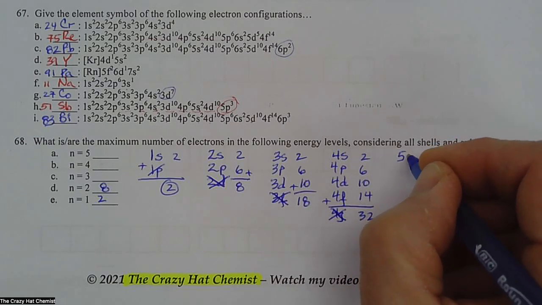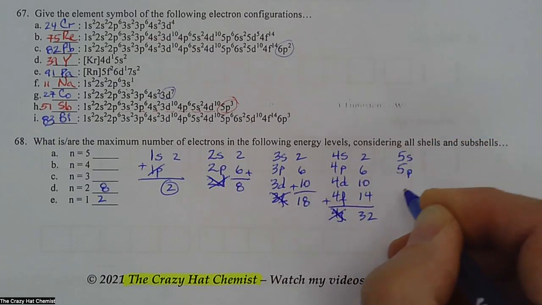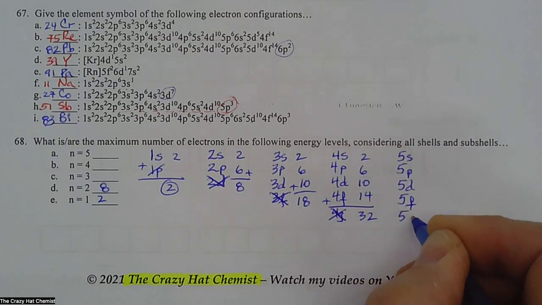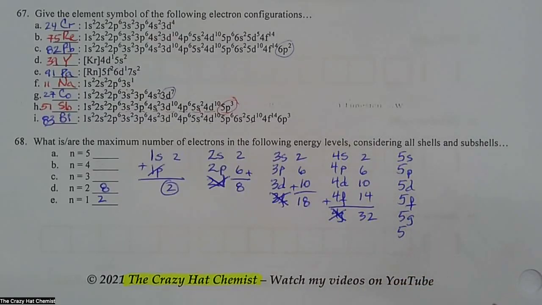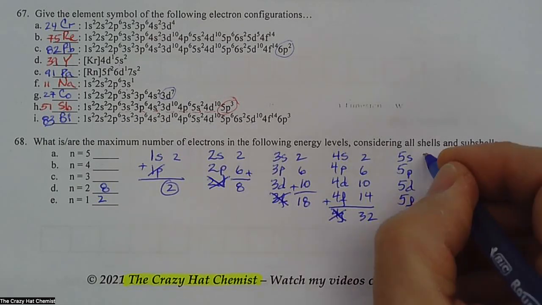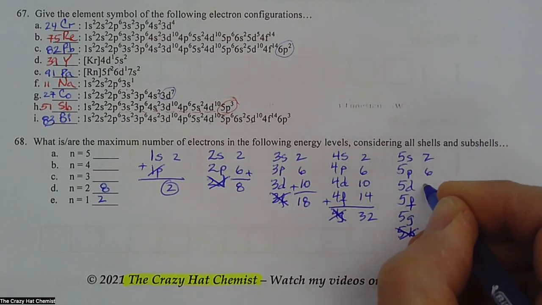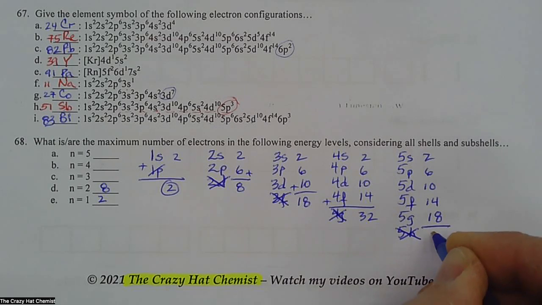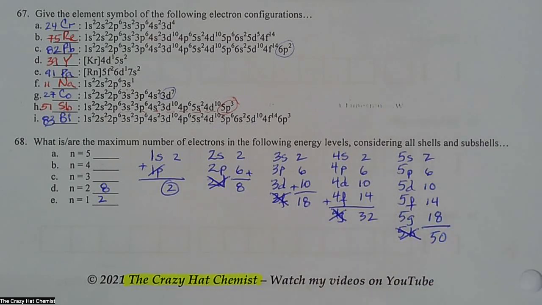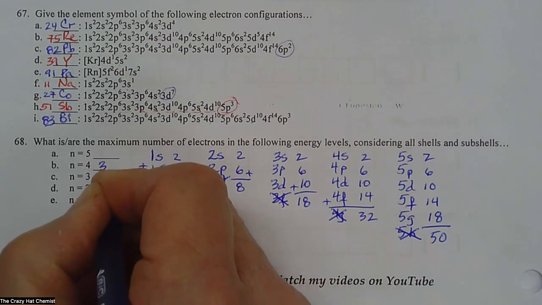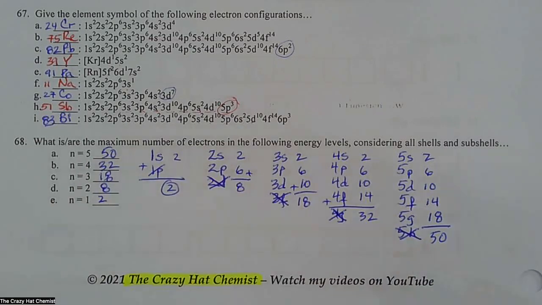Is there a 5s? Yes. Is there a 5p? Is there a 5d? Is there a 5f? Yes. Is there a 5g? Most certainly. Is there a 5h? No, there is not. So that's 2, 6, 10, 14, 18. Add them up, that's 50. So these go 18, 32, and 50 for these numbers.